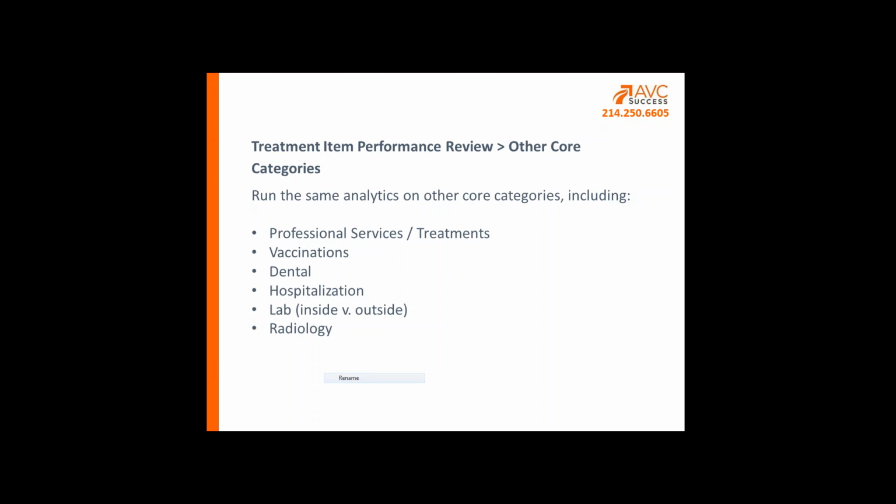Dental is one we really like to look at because there's just so much room to capture more dentals for practices. So understanding in your history where you are with your dentistry, dental as a category, and then dental by the individual treatment codes within that category, is really important to look at. Sometimes it's the extractions we notice there's room for increasing. Most of the time it's room for increasing the dental treatments themselves.